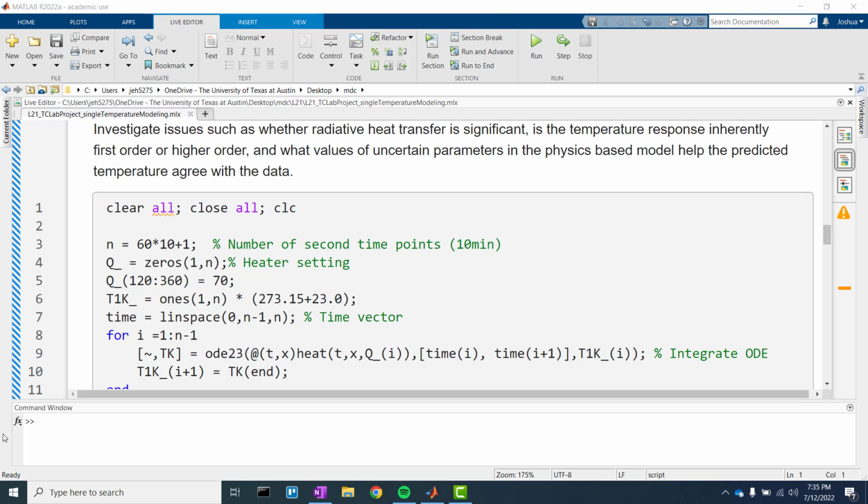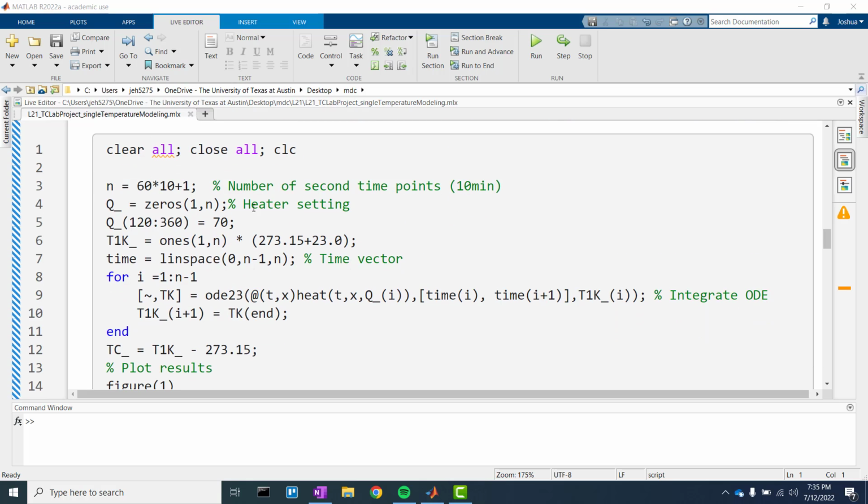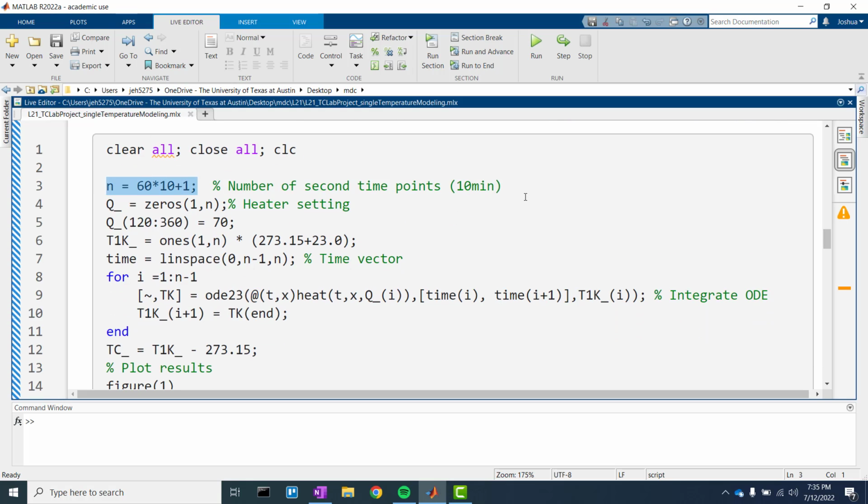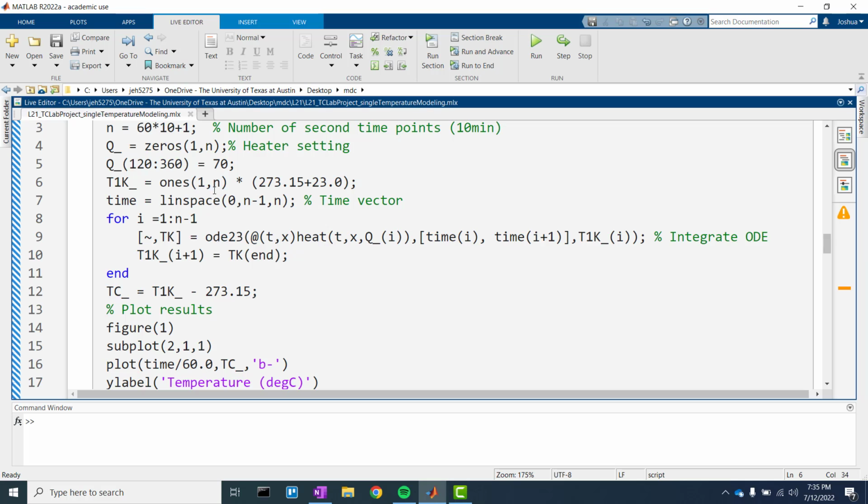All right, the next step we're going to do is the number of time points. We're going to go over 10 minutes, so we're going to have time points for 10 minutes and then one extra one to round it out. We're going to create an array for what our heater setting is at any given point in time, and then from 2 minutes to 6 minutes, we'll set the heater to 70. This is going to be our temperature 1 in Kelvin, and then we're going to set it to our initial condition. We're assuming that the initial temperature is 23 degrees. Finally, we're going to store our time in this time vector.